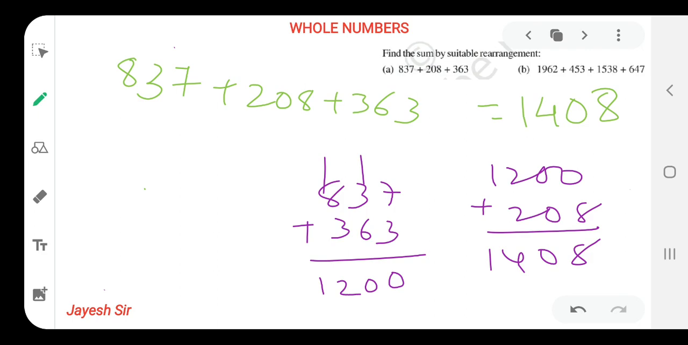That has done our calculation so easy, because we have found a good result, that is 1200. It is like having 1200 rupees. So I want to add just, I am having already 1200 with me. My mother gives me 208, so I am having 1408 rupees.